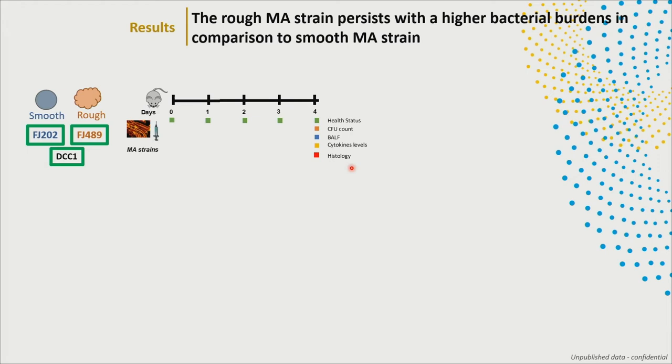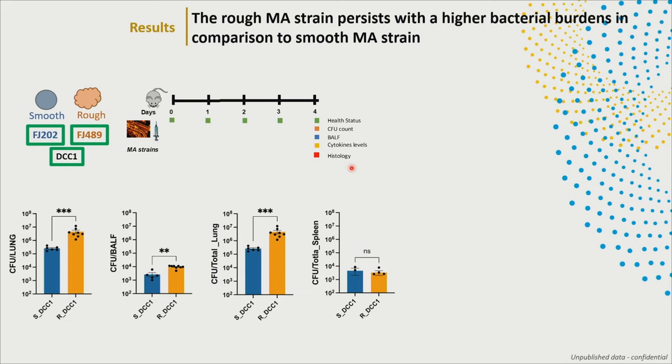And as you can see, the mice treated with the rough strains after 4 days displayed a higher bacterial burden in comparison to the mice treated with the smooth strains. And this was observed in the lower airways, in the bronchoalveolar lavage fluid, and in the overall lung, of course. It's worth noting that we didn't observe any difference at the systemic level, suggesting that this could be a particular behavior of this pathogen at the lung level.